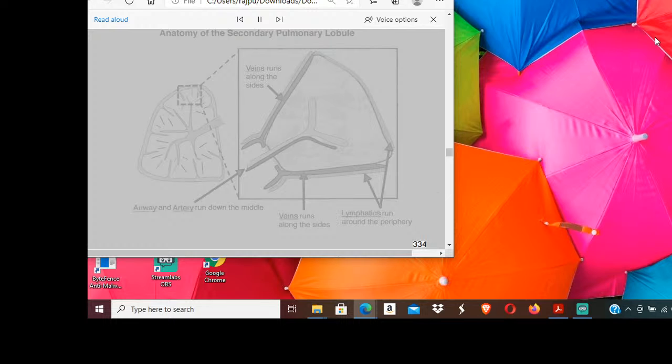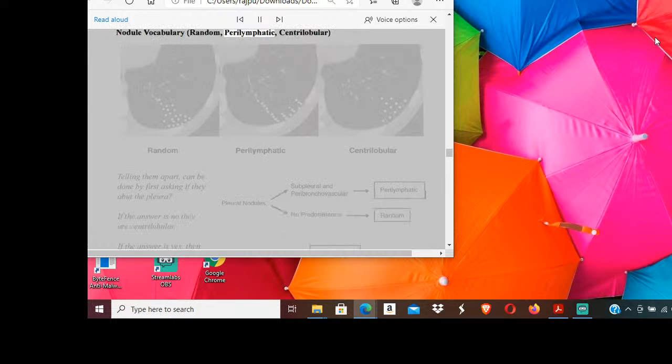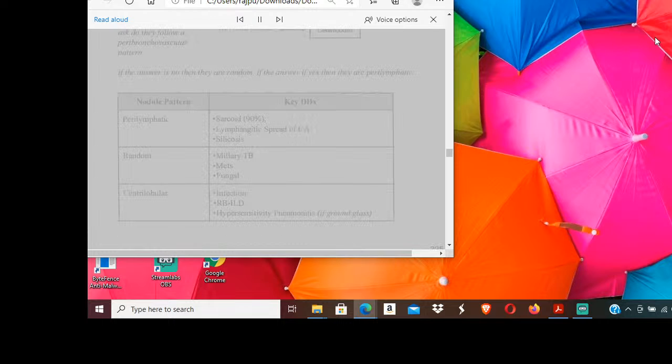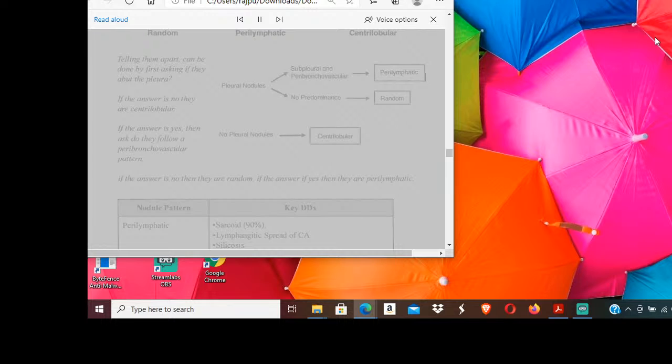334. Nodule vocabulary: random, perilymphatic, centrilobular. Telling them apart can be done by first asking if they are abutting the pleura. If the answer is no, they are centrilobular. If the answer is yes, then ask do they follow a peribronchovascular pattern. Perilymphatic: pleural nodules, subpleural and/plus peribronchovascular.